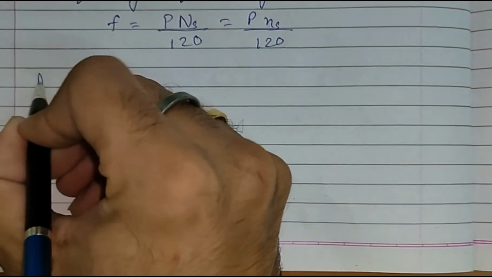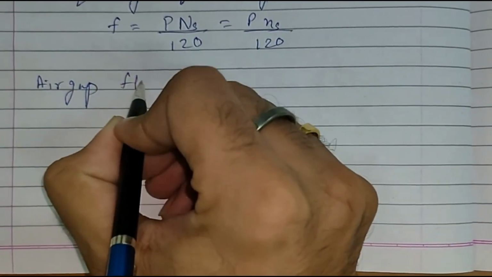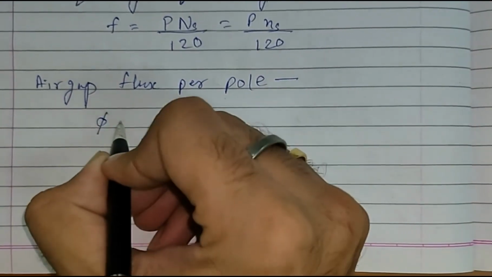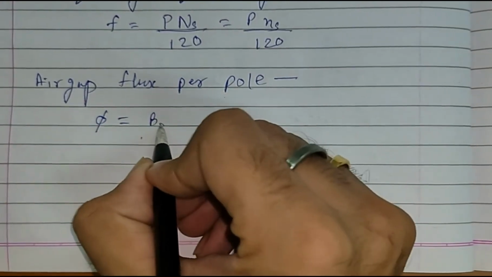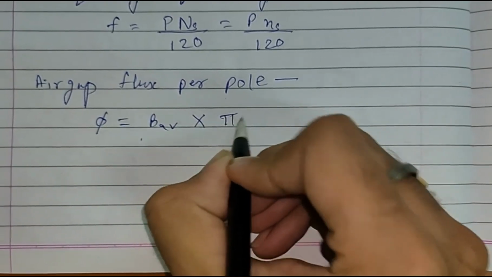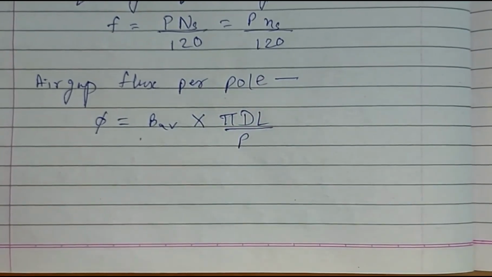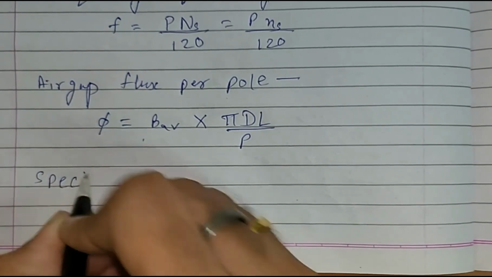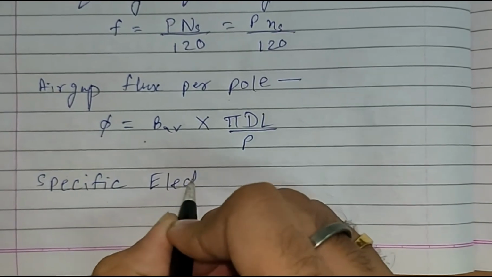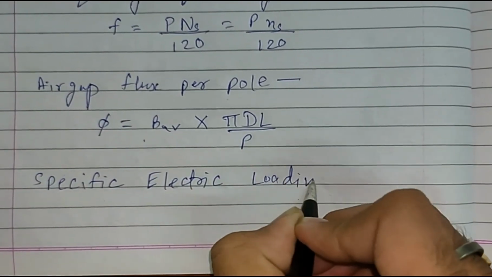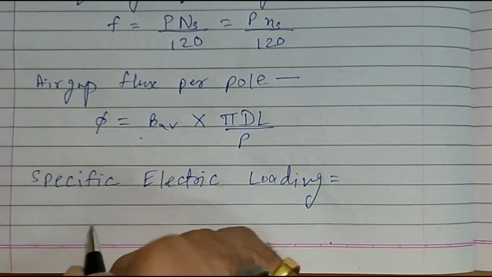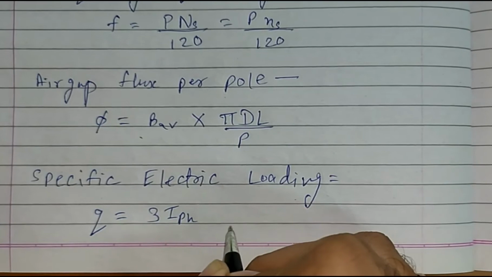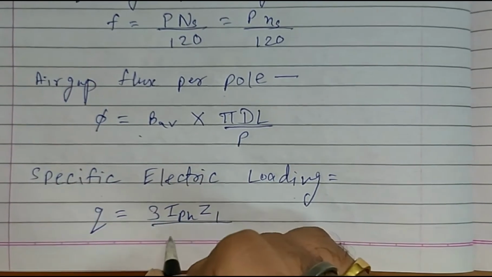Further, let us talk about the air gap flux per pole, which is given by phi, and it would be equal to BAV multiplied by pi dl upon P. And talking about the specific electric loading, which is given by small q, it is equal to 3 into IPH into Z1 upon pi d.